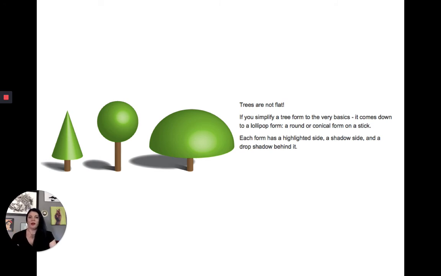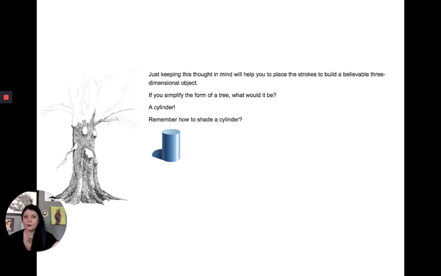Each form has a highlighted side and a shadow side and has a drop shadow behind it. So think about that when you're thinking about your form, where your light source is and what that does in terms of the three-dimensionality of the tree that you're looking at. So keep that thought in mind, and that'll help you place the strokes to build a believable three-dimensional object.